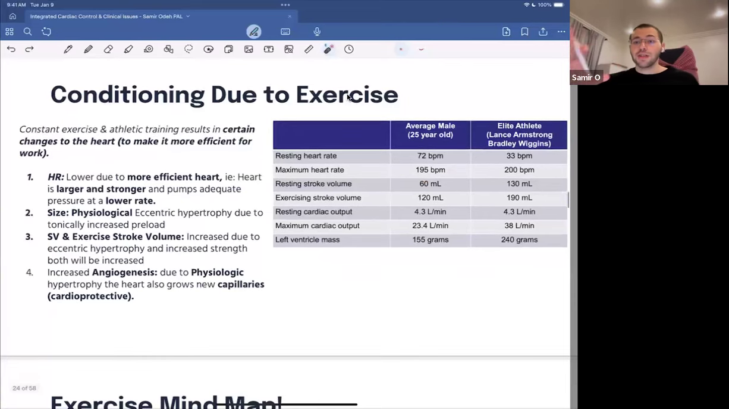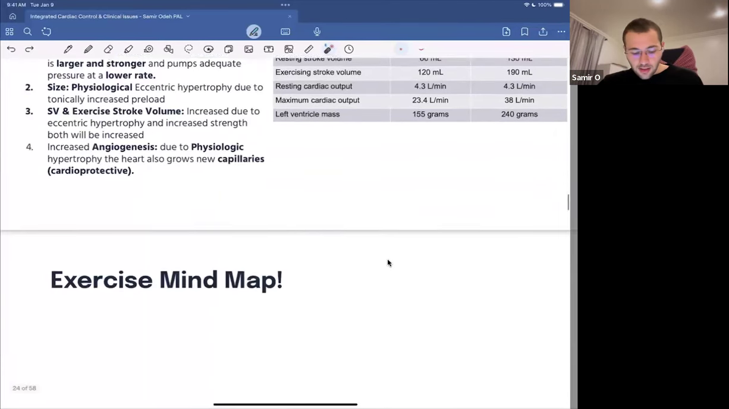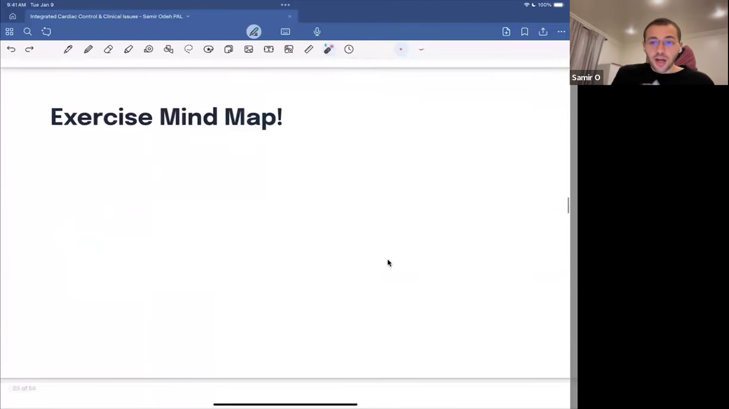And of course, increased angiogenesis. This is just due to increased release of angiogenic growth factors, which essentially means that even though the heart is bigger, it's not so big that it's starving when it's working too hard. No, there are new capillaries that can feed the blood even in times of great stress. Okay, now all this is just so we can learn how to draw a mind map for exercise.